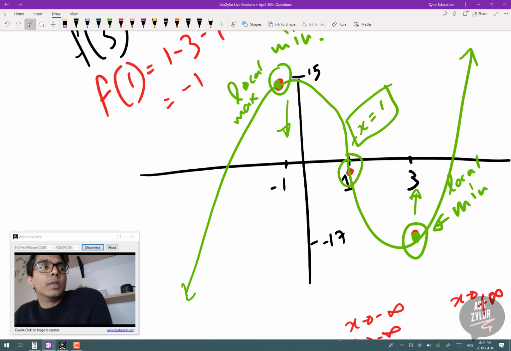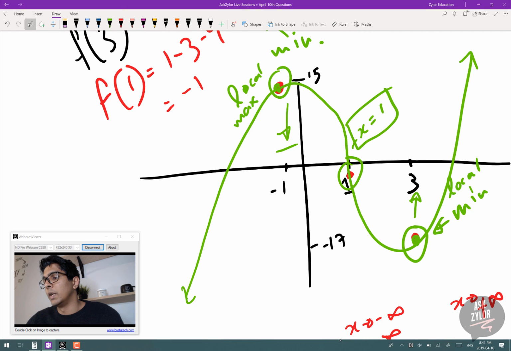So this is how we use the second derivative to test if I have a local min or max. If I have a concave down, that means I'm opening down, so I should get a local max at that critical point, and if I have a concave up, I should have a local min at that critical point.